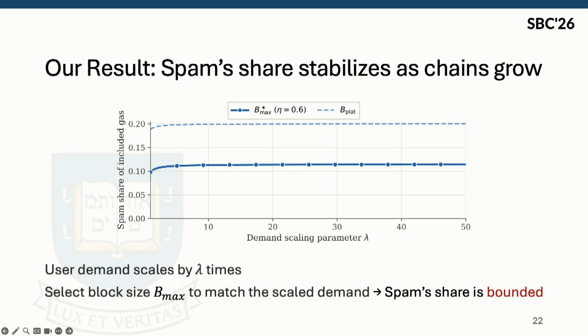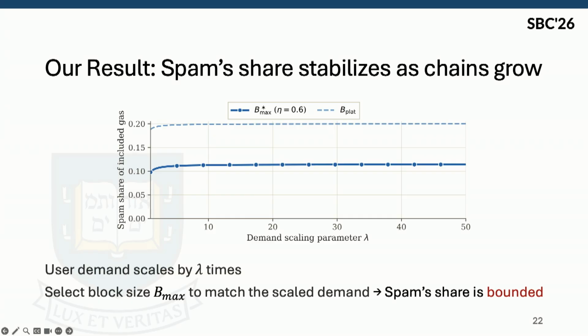And our result is that the spam share will stabilize as the chain grows. We agree that there is a widening gap, but the takeaway here is that the share of spam transactions will remain stable if you choose the parameters of the blockchain accordingly as user demand scales. So maybe this is the price you have to pay for high-throughput blockchains, that part of the effective throughput will essentially go to spam transactions.